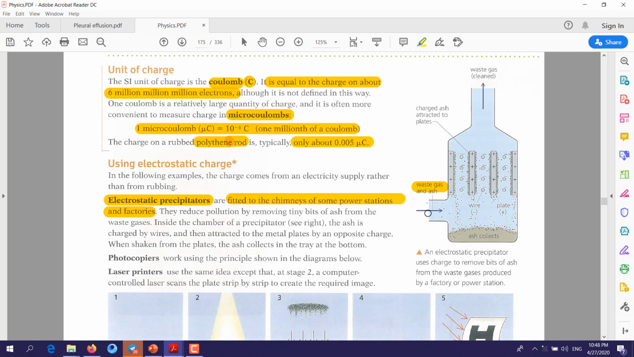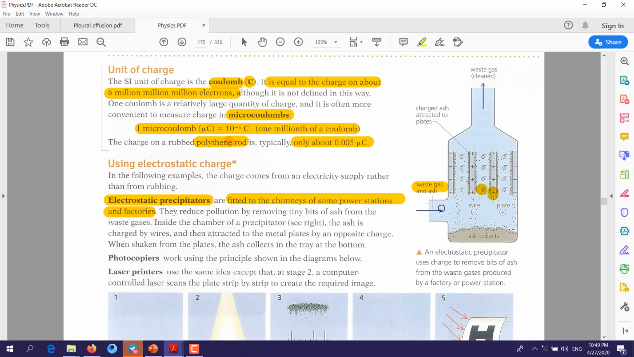What they do is, when the ash and gas pass through this pipe and move to this area, what will happen? Inside this chimney, there are many wires. As you can see here, these are the wires, positive and negative. These wires have positive and negative charges.